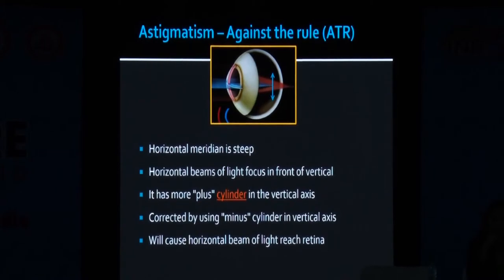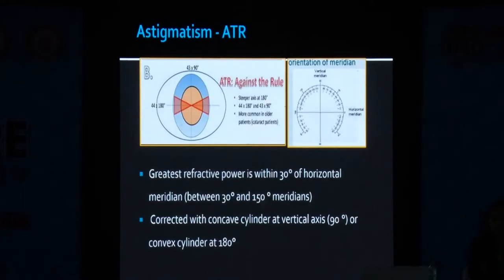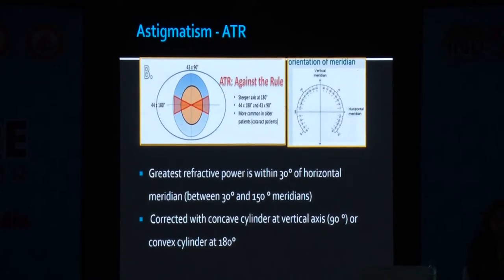The second category, astigmatism against the rule, the horizontal meridian is steep. The horizontal beam of light focuses in front of the vertical. It is corrected using a minus cylinder, because minus cylinder will cause the horizontal beams of light to reach the retina. This is the pictorial diagram. On the left side, we see that the horizontal meridian is steep. You can see the vertical meridian is 43 diopters, whereas the horizontal is 44 diopters.